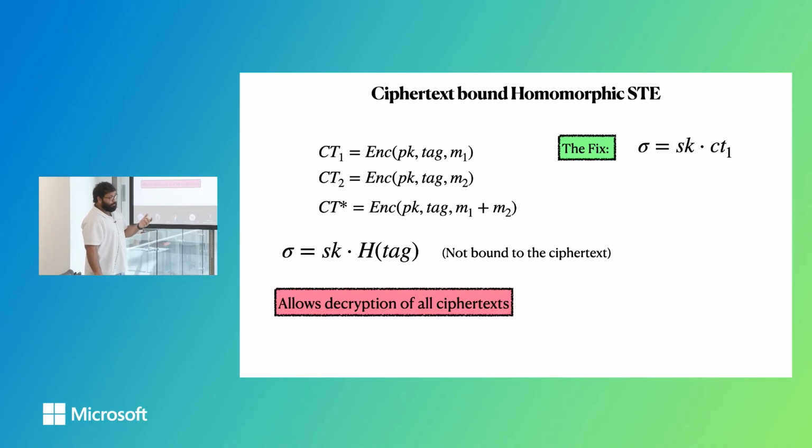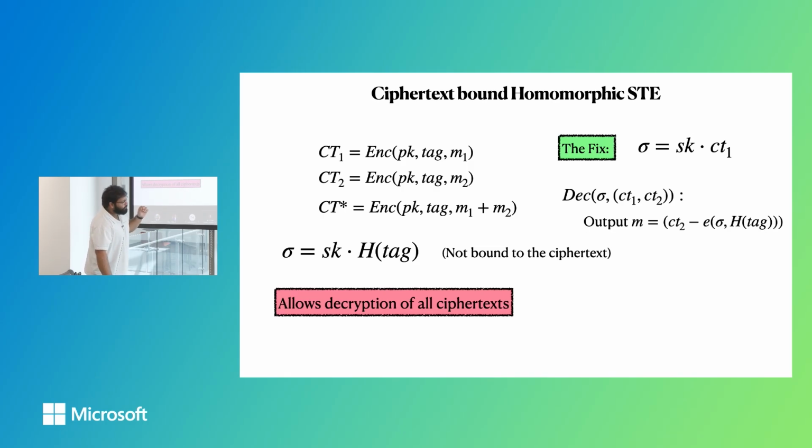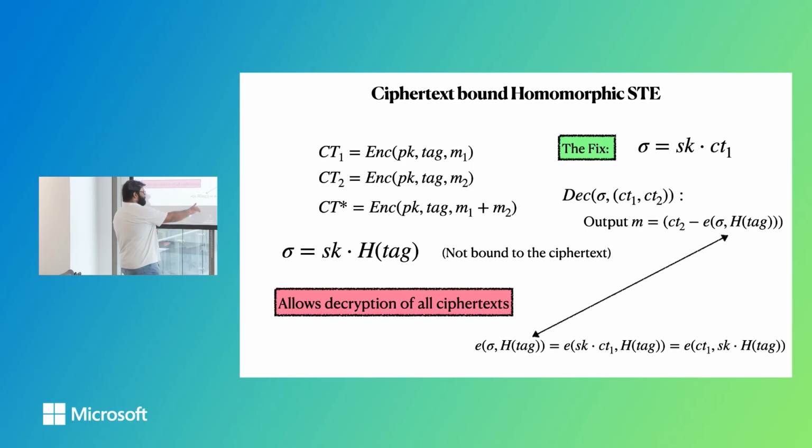So it's not a BLS signature anymore, but it's now bound to a ciphertext. Now, if I wanted to decrypt, I would just do CT2 minus E of sigma and hash of tag. Previously, it was CT1 and the signature. But now sigma is SK times CT1, and to see why it works, I can just expand this out. It becomes the same thing that we were doing previously in the previous slide. All right, so there were two issues. I needed to make them homomorphic, and I needed to make it ciphertext bound.